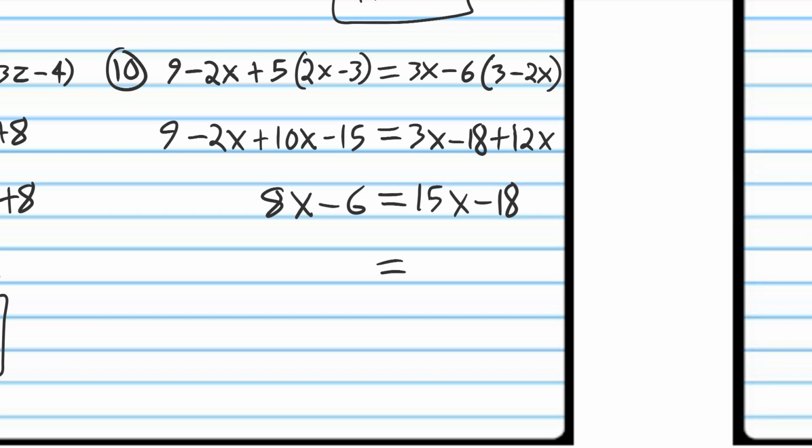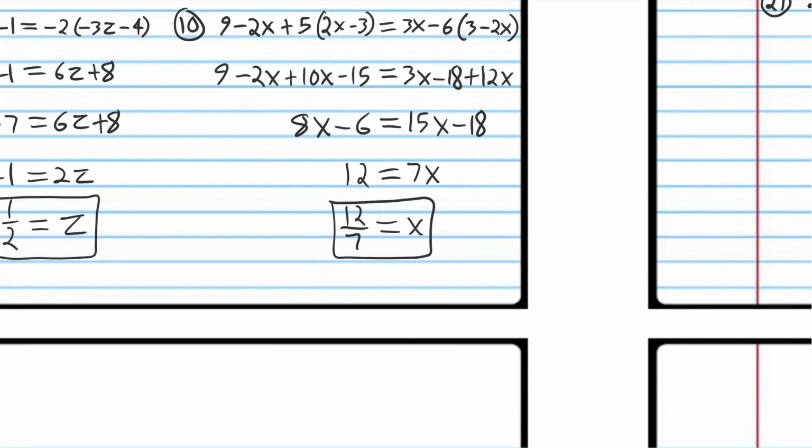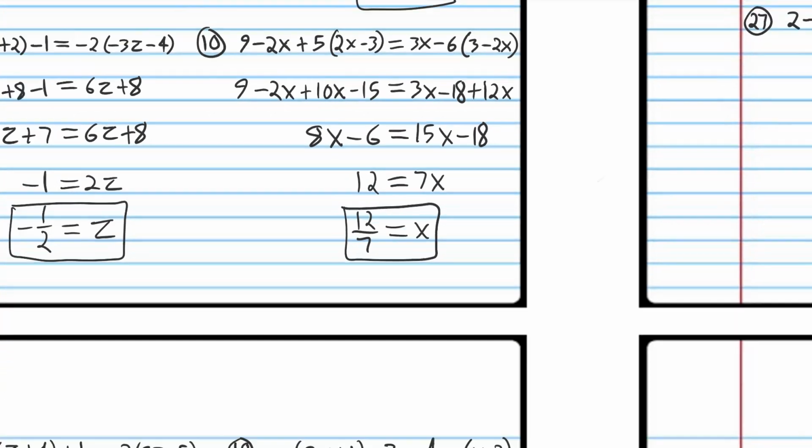All right, subtract 8x from both sides, and you get 7x. Add 18 to both sides, and you get 12. So now divide both sides by 7, and you get 12 over 7. It seems like every answer that we get is an improper fraction. That's no big deal.